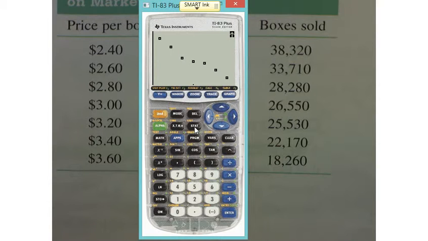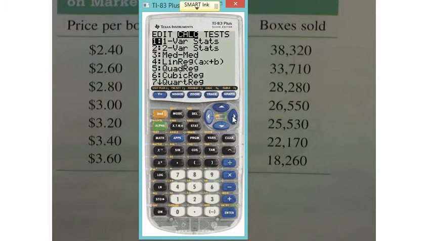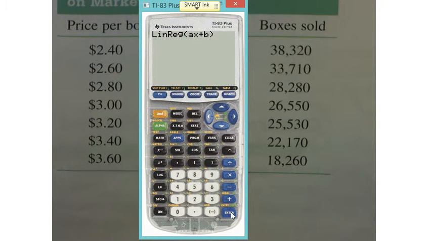So when we go to stat, if you click on the stat button, and you go to the calculate menu, we could do a linear regression, option number 4. Now, if I just hit enter, it'll find the best fitting linear equation to fit the data. But I want to graph the line too. So to graph the line, if I hit vars and I go to y vars and select function and select y sub 1, now my calculator will calculate a line of fit and store it in y sub 1. It'll graph it for me.